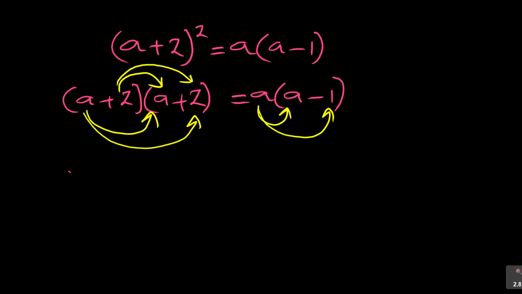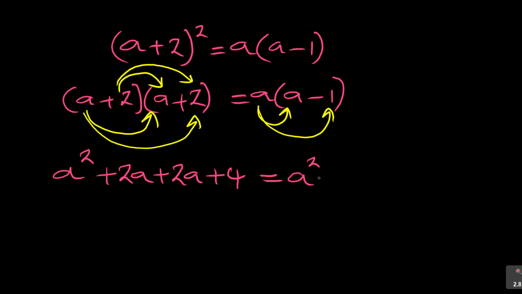A times a is a squared. A times 2 is plus 2a. 2 times a is plus 2a. 2 times 2 is plus 4, is equal to a times a, a squared. A times 1 is minus a. Are you seeing what I just did? Then from there, you collect what? Like terms.